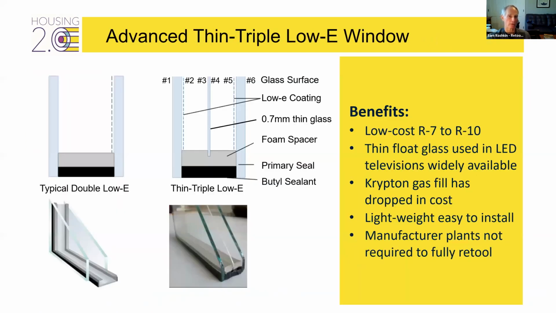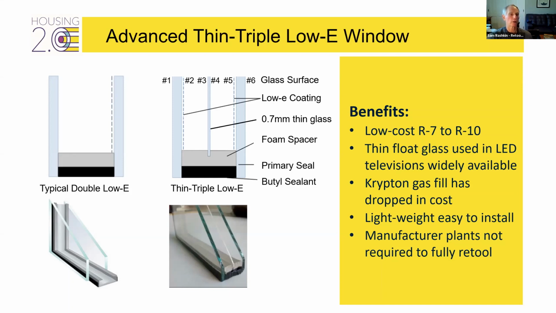And we now have a low-cost triple pane window. It's called a thin triple low-E window. It basically uses an interior pane of glass like that used with float glass and LED televisions. And then, of course, you have the additional low-E coatings. You use krypton gas, which now has dropped in price significantly.